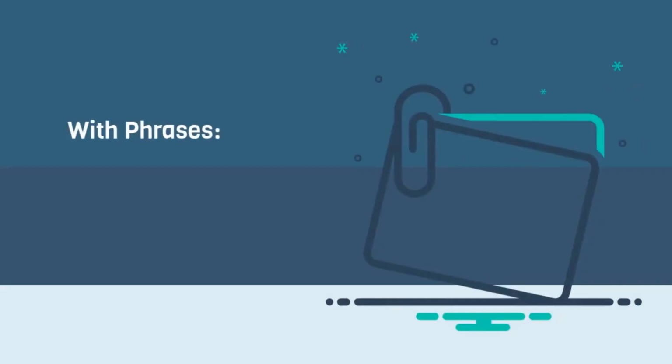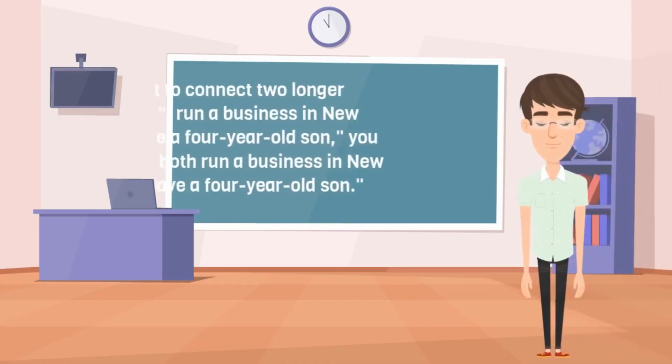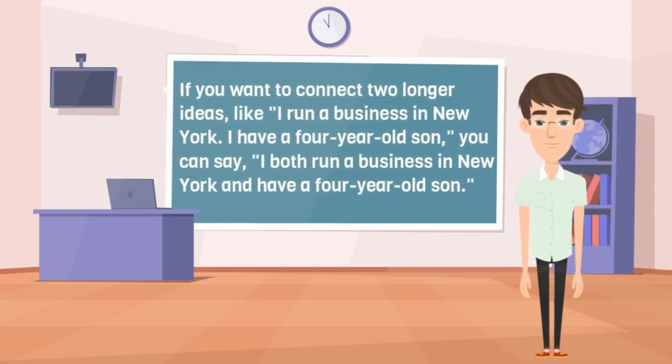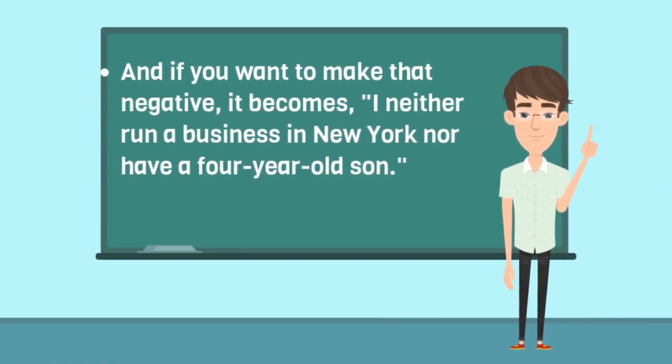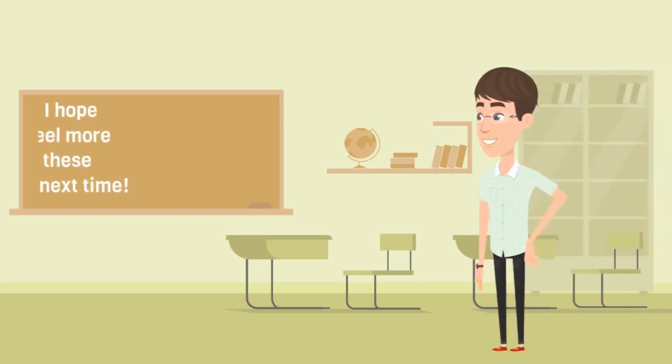With phrases, if you want to connect two longer ideas, like I run a business in New York, I have a 4-year-old son, you can say, I both run a business in New York and have a 4-year-old son. And if you want to make that negative, it becomes, I neither run a business in New York nor have a 4-year-old son. It's that simple.